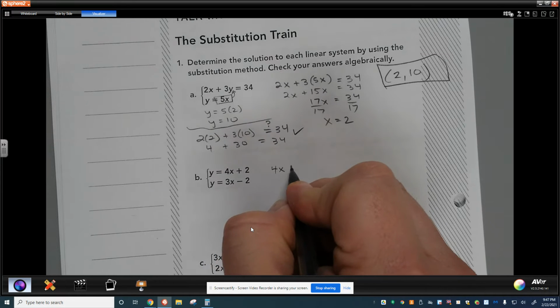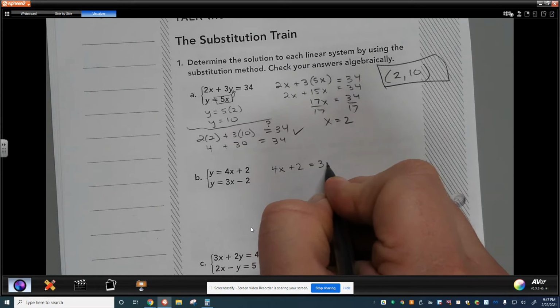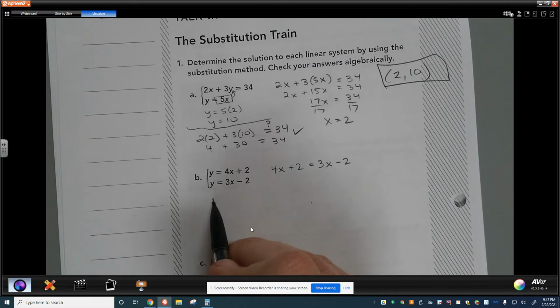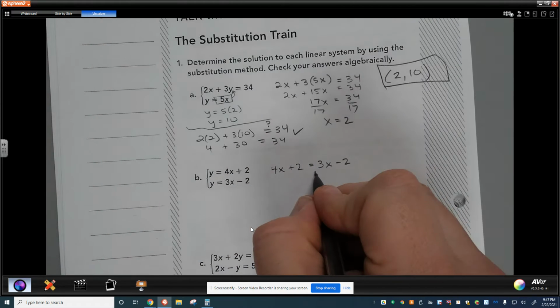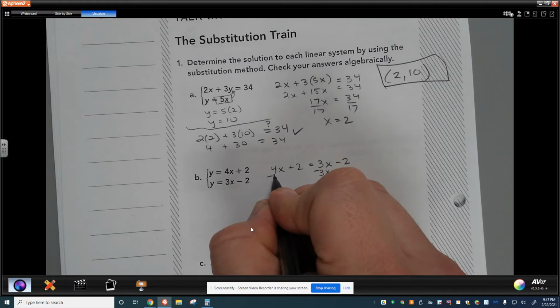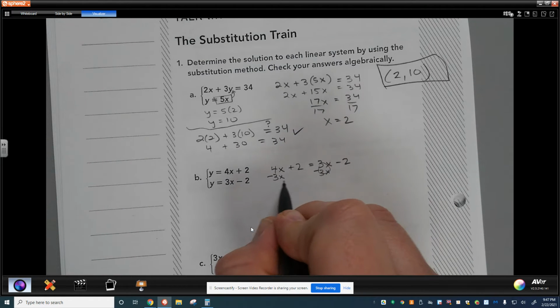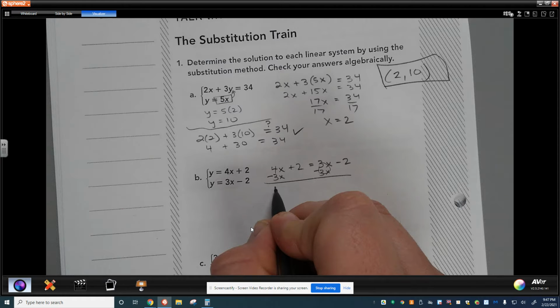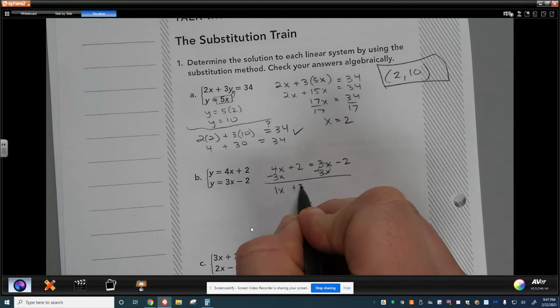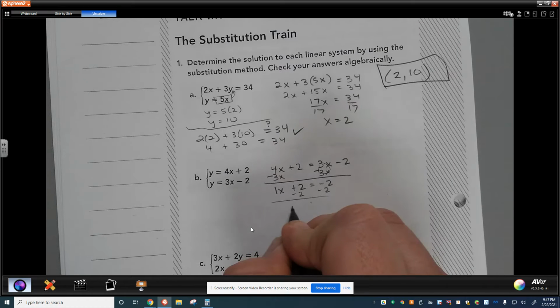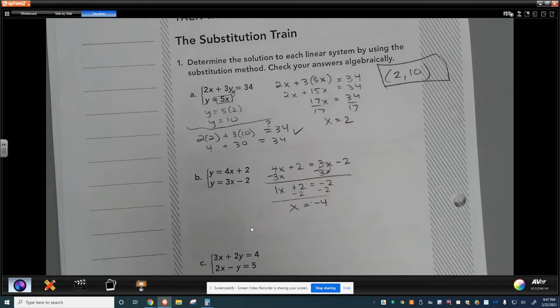Give me 4x plus 2 is equal to 3 times x minus 2. And I can say that they're both equal because they have the exact same value for y. Following the properties of equality, I can subtract 3 times x to eliminate that value there, giving me 1 times x plus 2 is equal to negative 2. Subtracting 2 from both sides tells me that x is equal to negative 4.